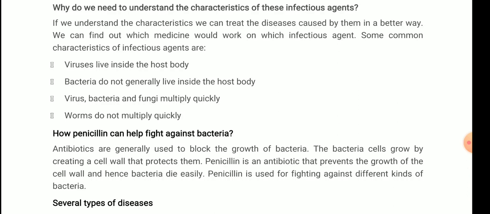Next is how penicillin can help fight against bacteria. See, it is an antibiotic, so let's discuss how penicillin helps us to fight against bacteria. Antibiotics are generally used to block the growth of bacteria. Okay, antibiotics, see, bio means life and anti means against, so these are things that are against life. Very important: if we try to split the word antibiotics, what does it mean?